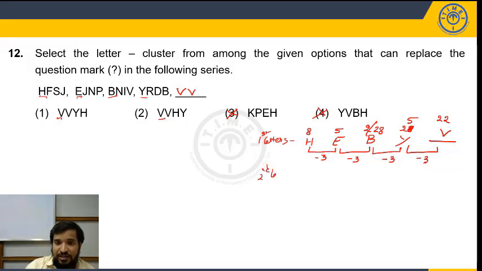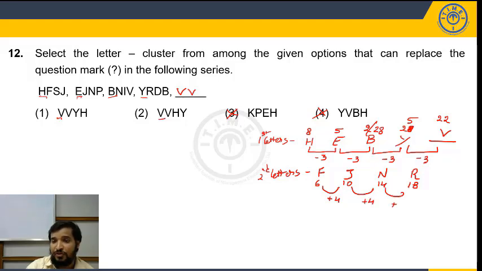So the second letters were F, J, N, R. That is 6, 10, 14, 18. If you observe, every time it was increased by 4. 6 plus 4 is 10, 10 plus 4 is 14, 14 plus 4 is 18, and 18 plus 4 is 22. So 22 is nothing but V. So the second letter is V.